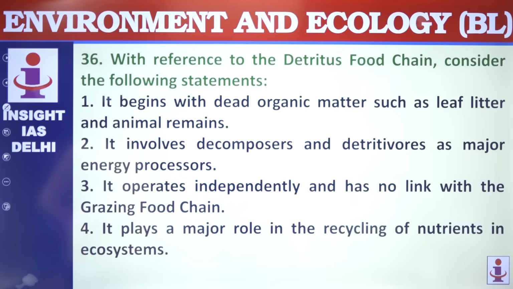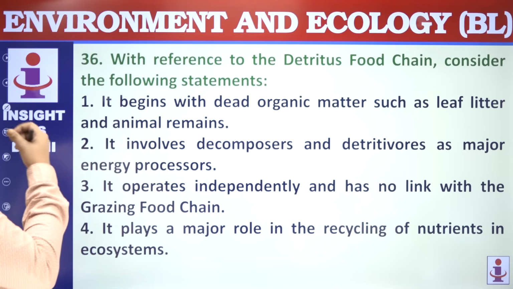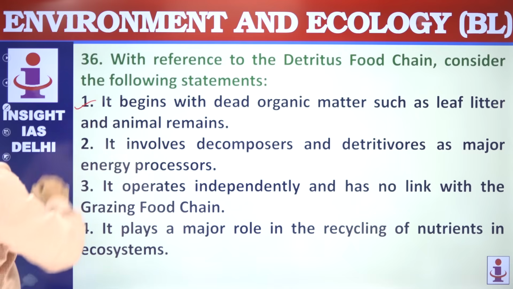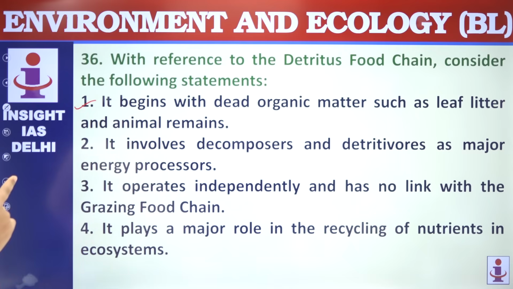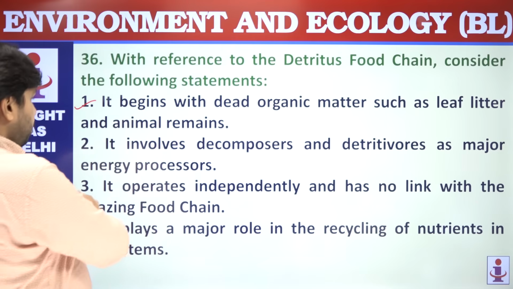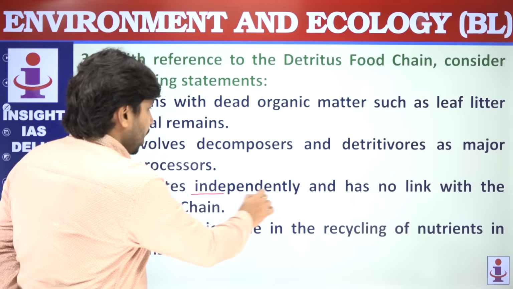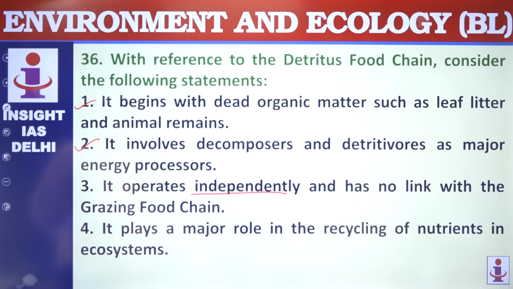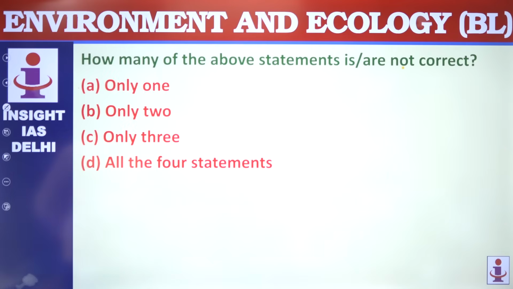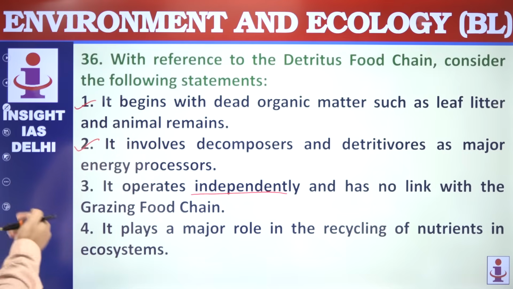Detritus food chain. It begins with dead organic matter such as leaf litter and animal remains. Yes. Question is asking about detritus, which one is not correct. Okay, so it begins with dead organic matter such as leaf litter and animal remains, involves decomposers and detritivores as major energy processors. Correct. Operates independently and has no link with the grazing food chain. It plays a major role in the recycling of nutrients in ecosystems. Okay, so this is correct.